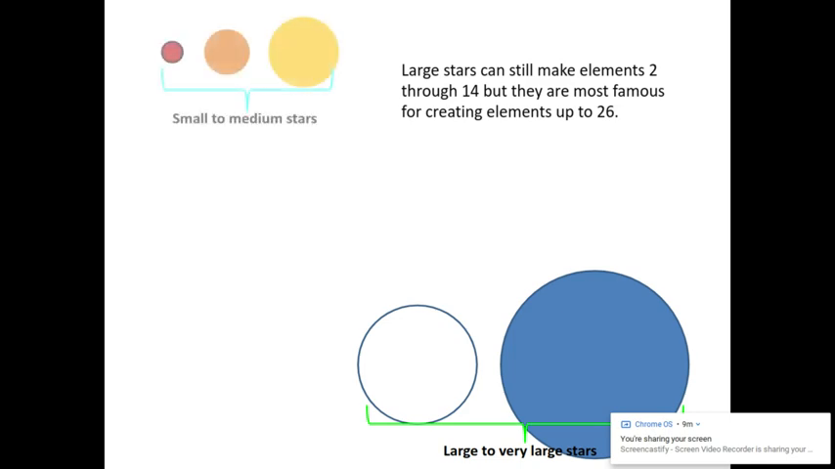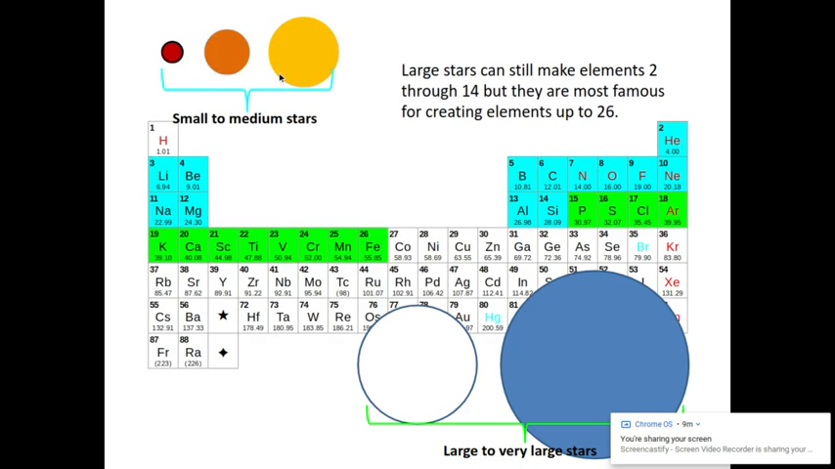So large stars can still make the elements 2 through 14, but they're mostly made in the small to medium stars here, as you can see in the turquoise blue. And the larger stars form up to iron. But that's really not even halfway through the periodic table. And I'm kind of telling you already that the star is going to die here. So there must be some other way that the rest of the periodic table of elements is formed.